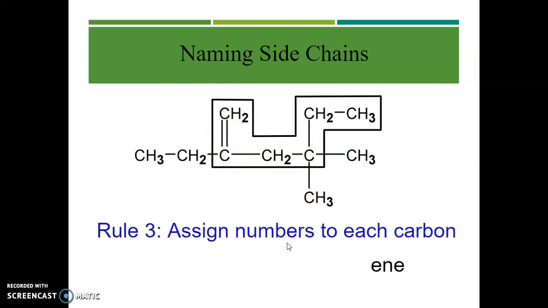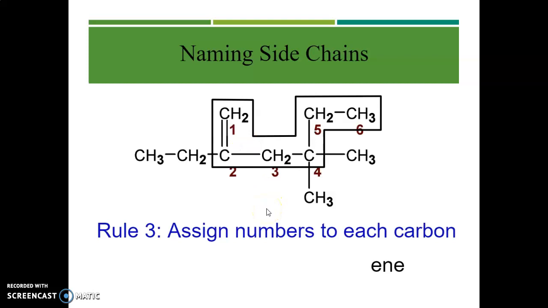Next, once I've done that, I have to assign a number to my carbons. Now this step you don't necessarily have to write each time, but in the beginning I would recommend it just because it'll help you even with the naming. And when I'm assigning those carbons a number, I want to make sure that my double bond in this case has the lowest possible number. So I don't want to start from here, 1, 2, 3, 4, 5, 6. I want to start over here to make sure that it has the lowest number here.